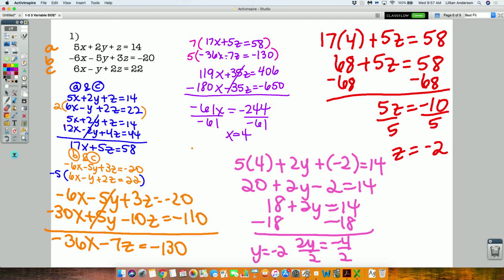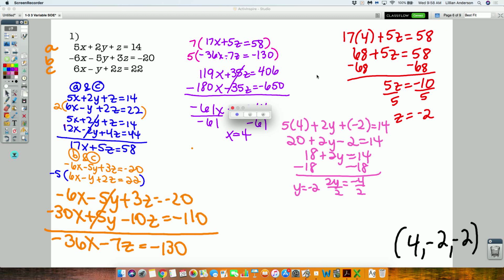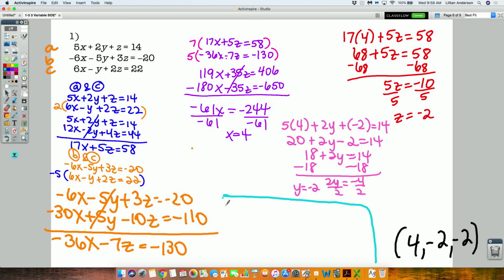So our answer should be 4, negative 2, negative 2, but what do we need to do? We need to check. So real quick, we're going to check this. We cannot plug it back into A, so it's got to be either B or C. Going to plug it in C? Let's check it. I'm going to do it right in this little space. Here's going to be my check. You said C or B?